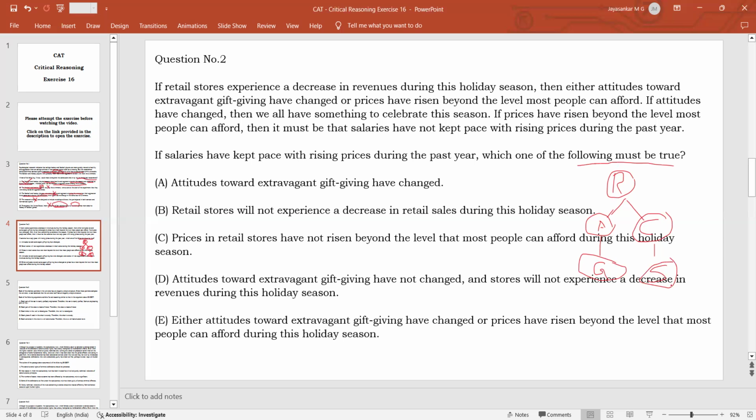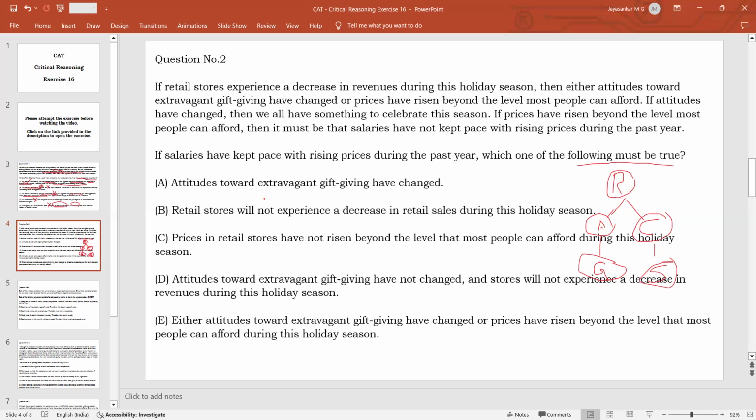So what is definitely true? If salaries have increased, then what is definitely true? What is just before it? So costs have not become unaffordable. So if salaries have kept pace with the prices, it means that the cost of the articles has not become out of reach. The cost is within the reach of the people. So this is the statement that is definitely true. Now we will think about the options.